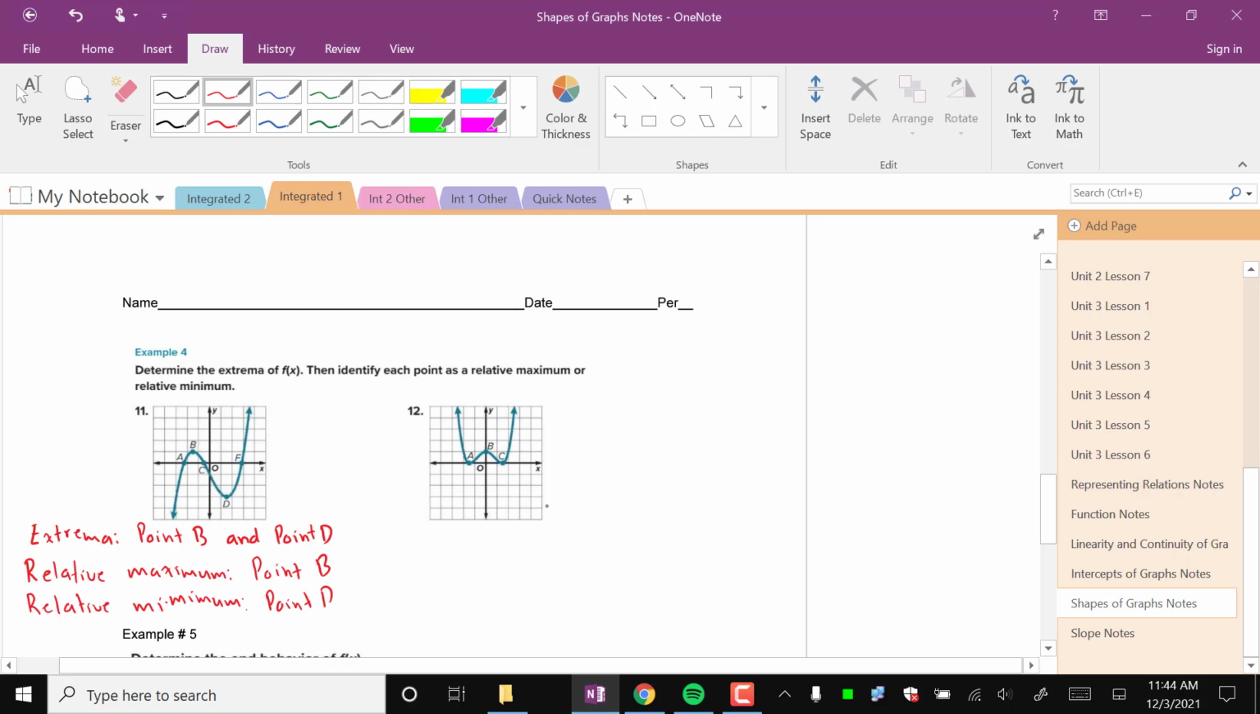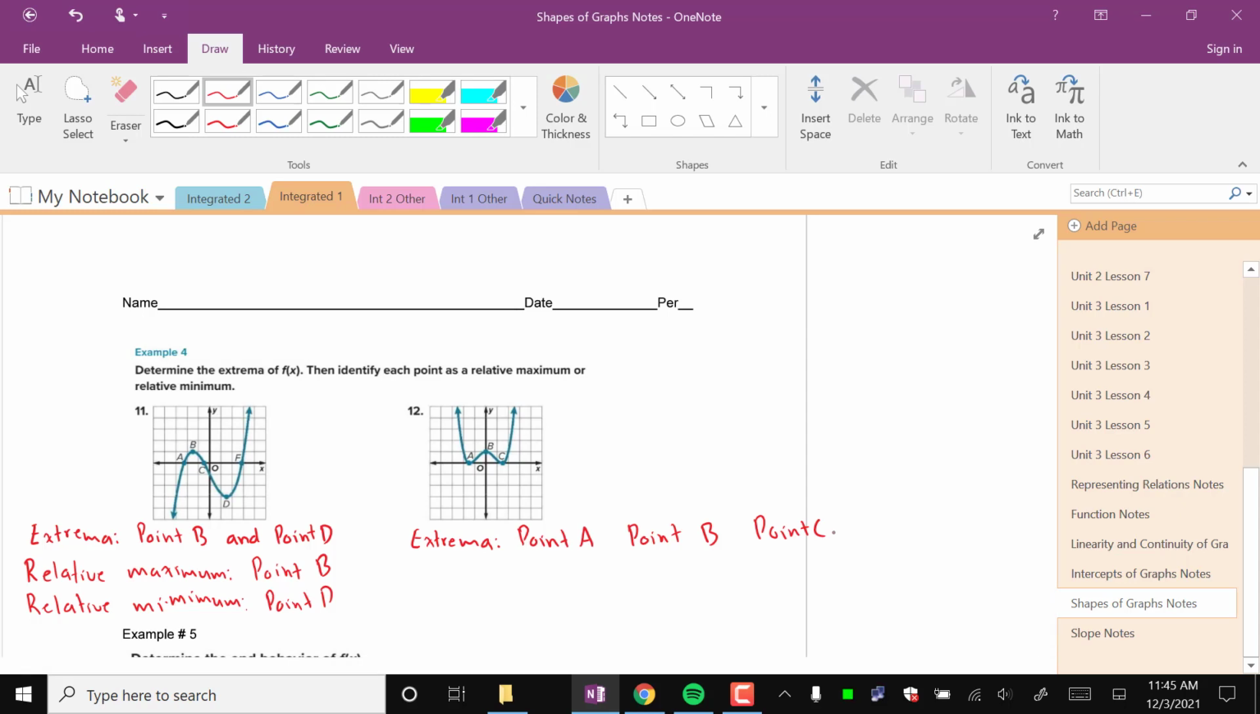Now let's take a look at 12. So with 12, again, we want to identify what our extremas are. Where are points where it's going to be bottoming out or it's going to be topping out? So those points are going to be point A, point B, and point C. So those 3 points are our extremas.